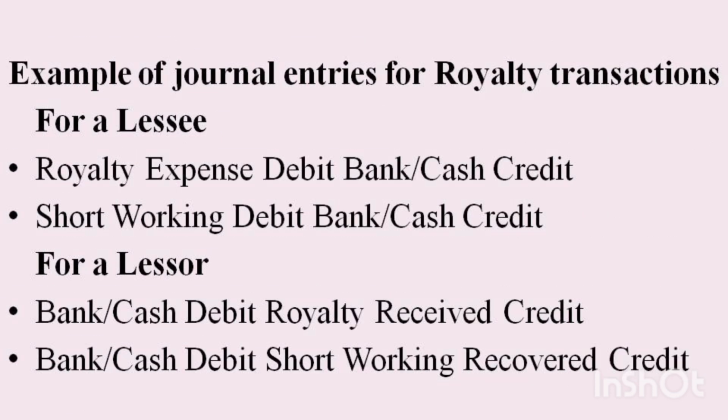Example of journal entries for royalty transactions for a lessee. Royalty expense debit, bank or cash credit. Short working debit, bank or cash credit. For the lessor, bank or cash debit, royalty received credit. Bank or cash debit, short working received credit.